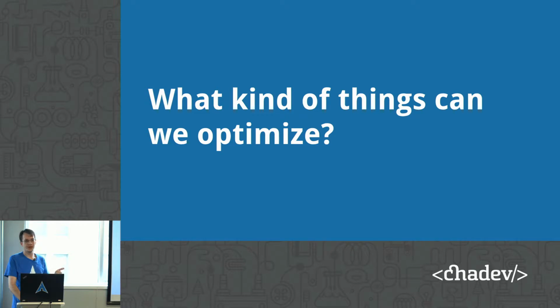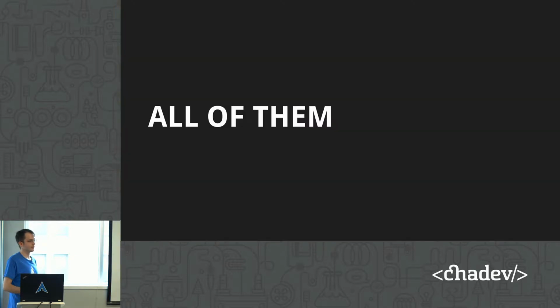Final question. Not just what kind of things can we optimize, but what kind of things do you want to optimize? I would argue that the answer to both of those questions is you should want to optimize all of the things. Okay, fun stuff.